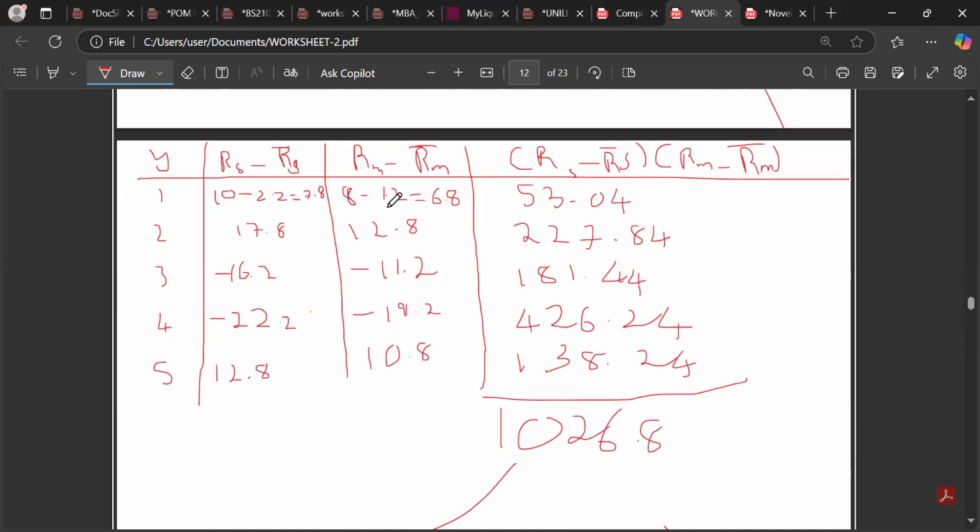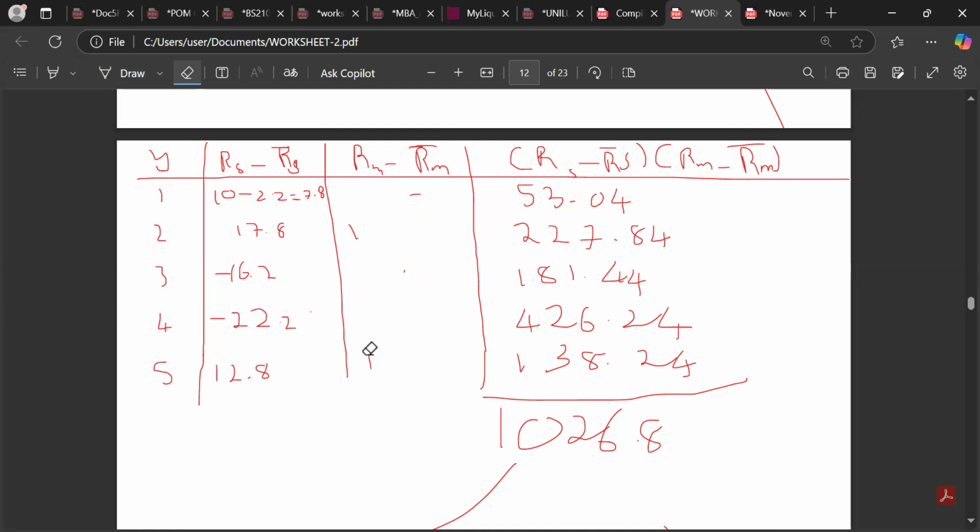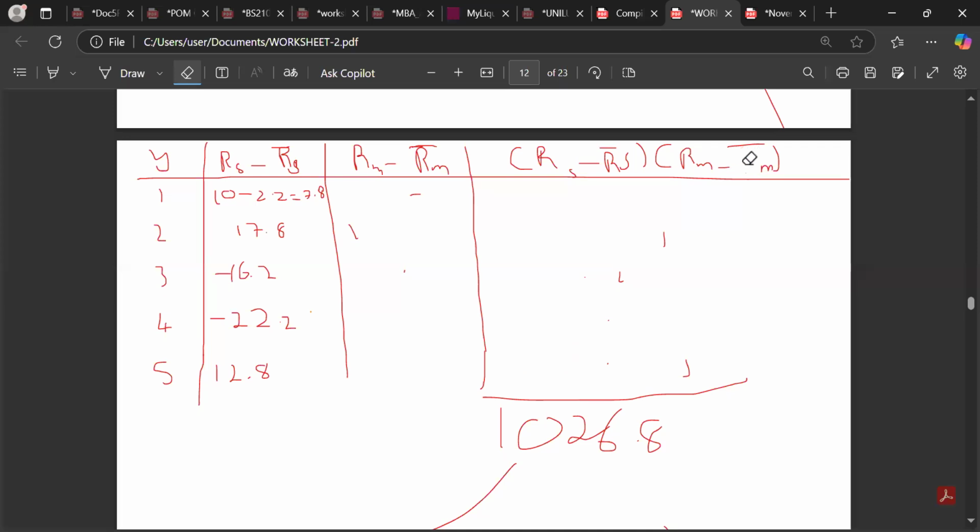Is it okay if I erase this part? Can I erase this part? Have we written this down? Am I able to erase this part? Yeah, it's okay. Okay, so I'm erasing this part here. I'm also going to erase this part now. And this too.